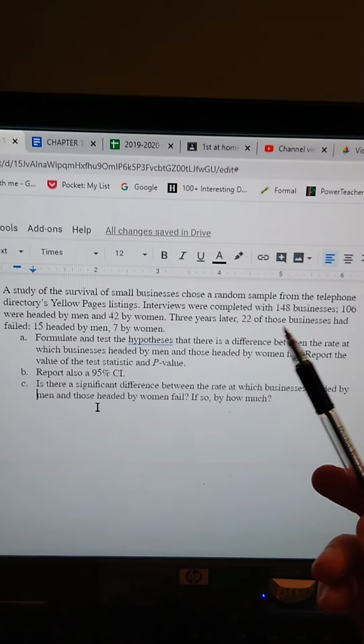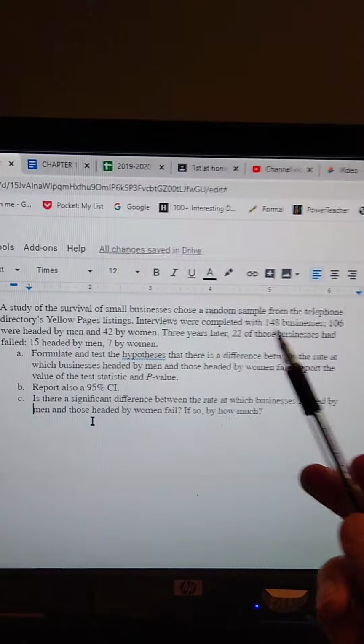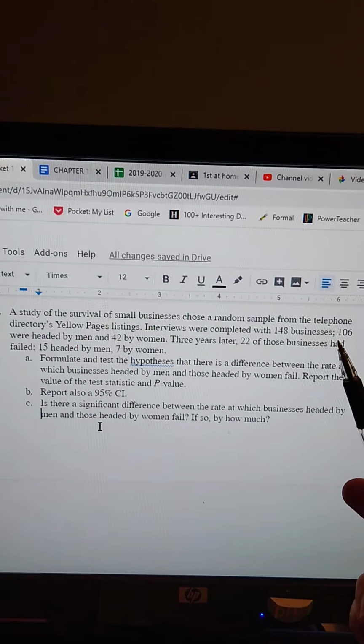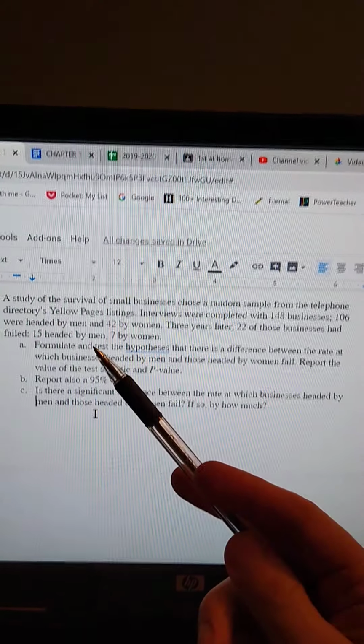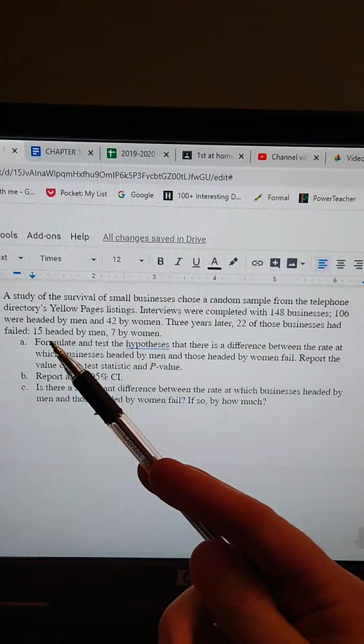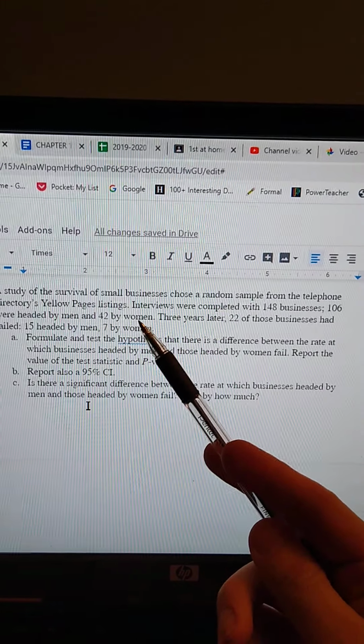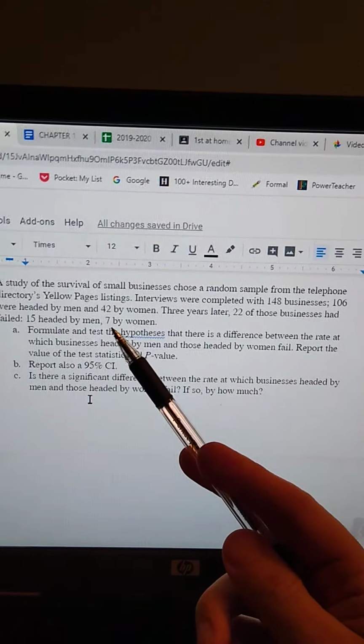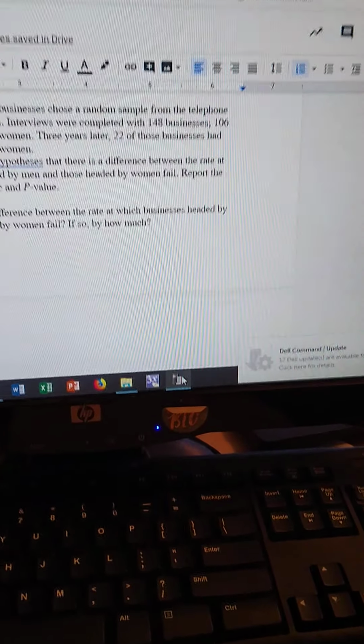Second one, what we see here is just the total sample size. What I'm looking at is 106 businesses headed by men, and of those, 15 failed. 42 businesses headed by women. Of those, 7 failed. So we're going to run this on the calculator, and I'm going to show you that.